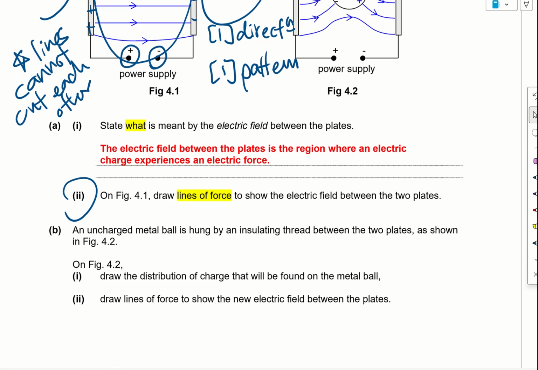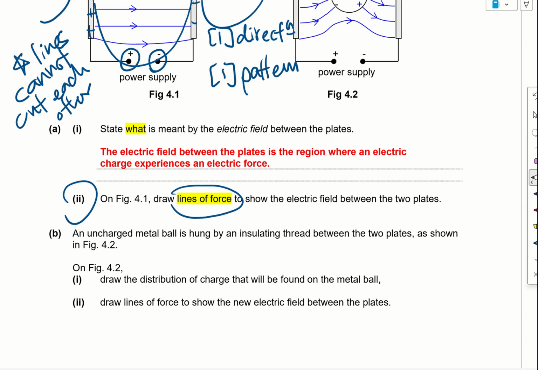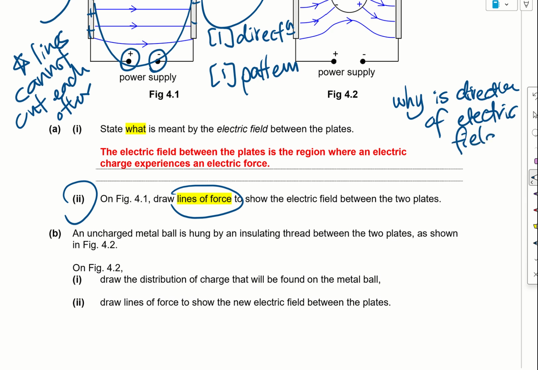Another concept that you need to know is, what determines the direction of electric field? What determines it?